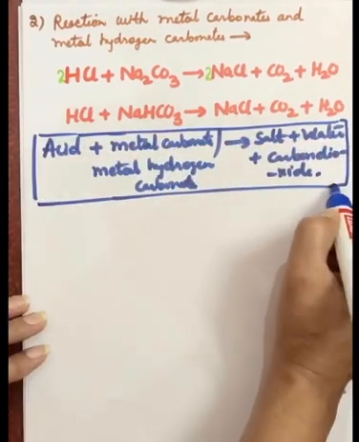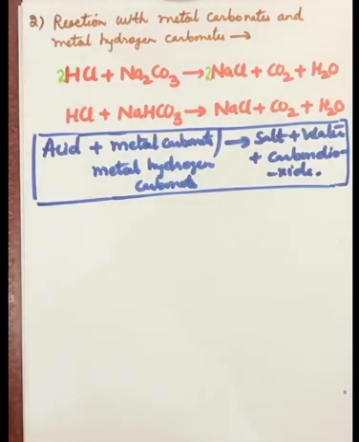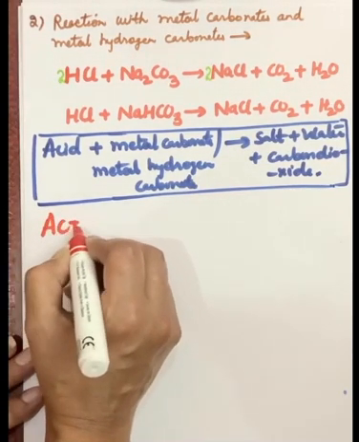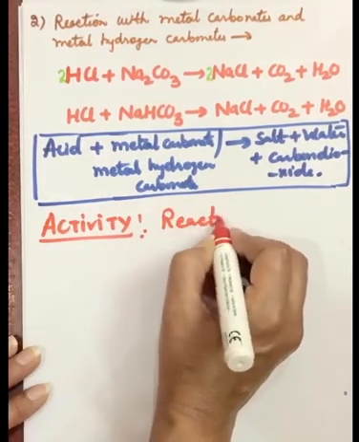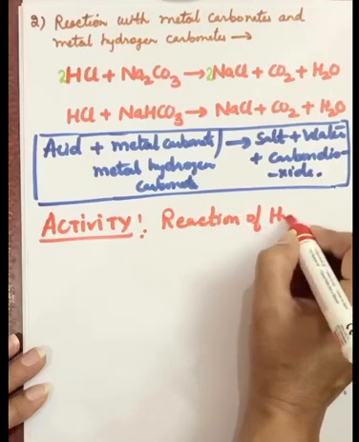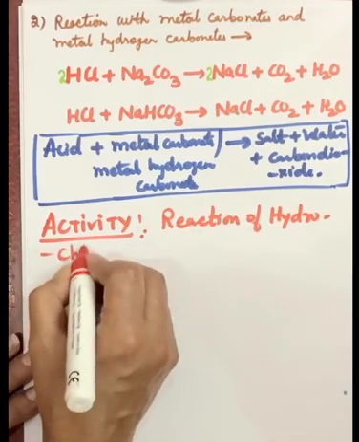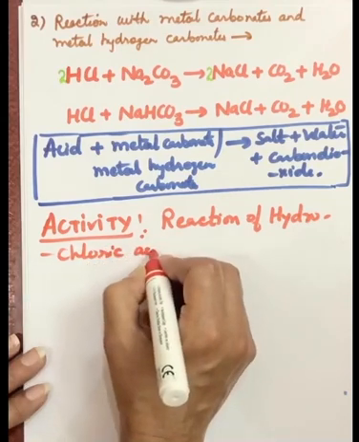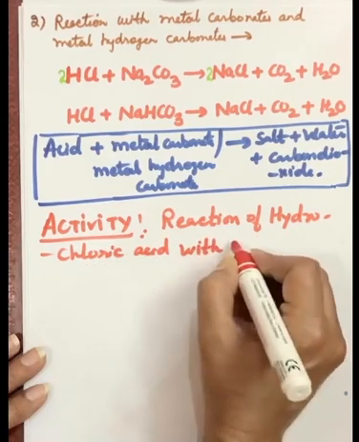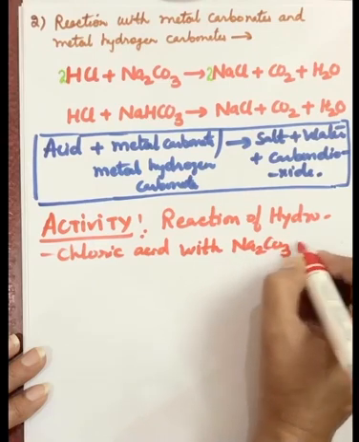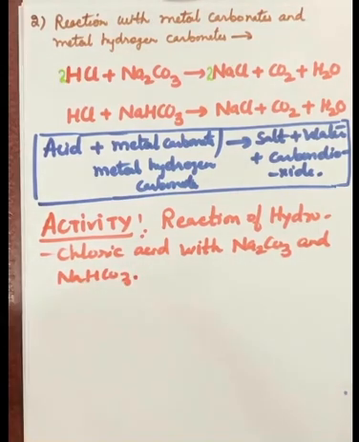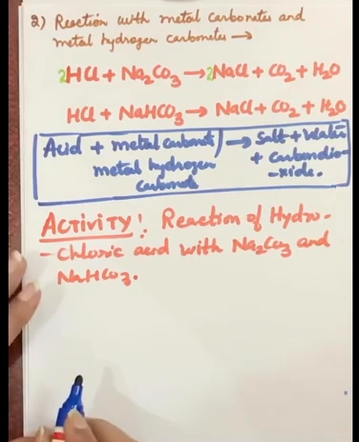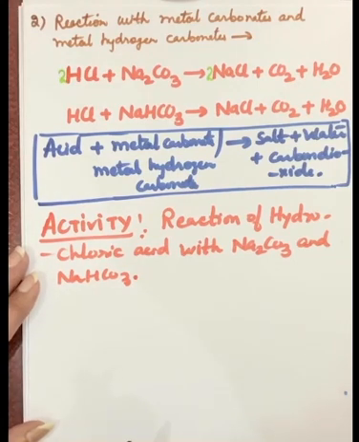Now one activity for this is the reaction of hydrochloric acid with sodium carbonate and sodium bicarbonate. For this activity, we are taking two clean test tubes labeled as A and B. I'm showing this with one test tube only because we'll get the same result in the other one.